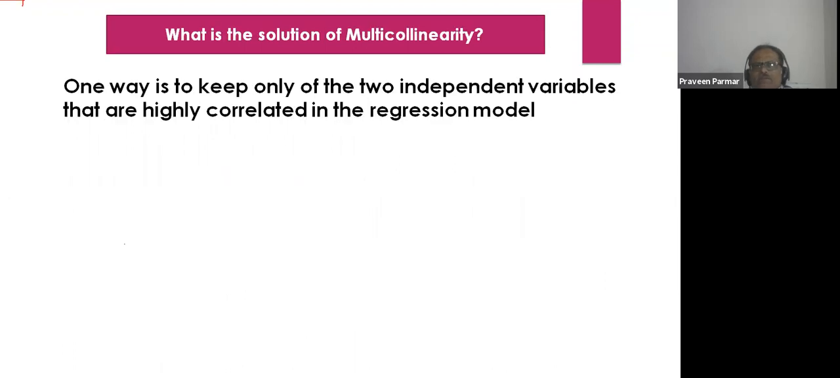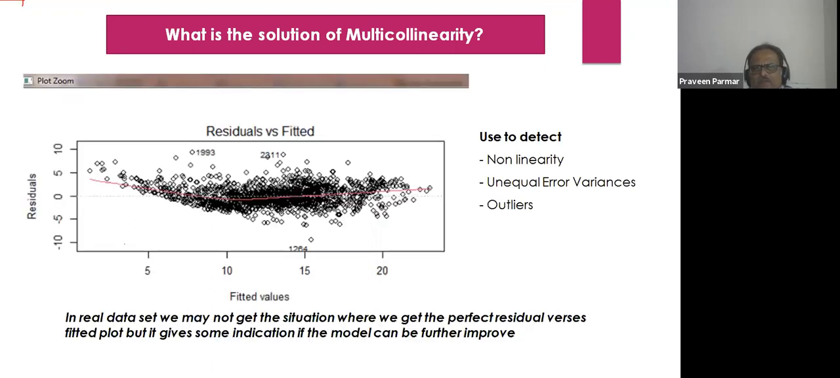What is the solution of multicollinearity? One way is to keep only one of the two independent variables that are highly correlated in the regression model. If two variables have a high correlation, then you keep only one of the two.